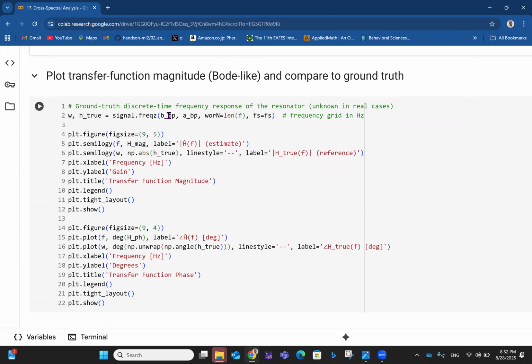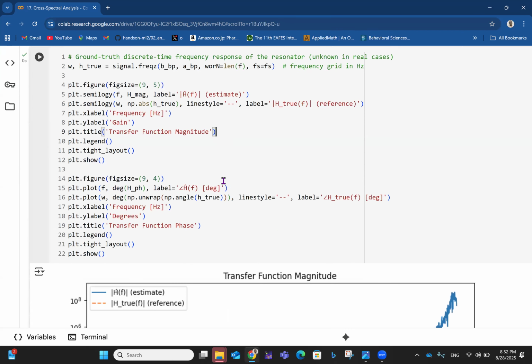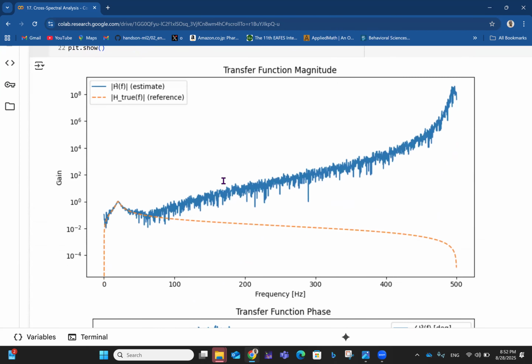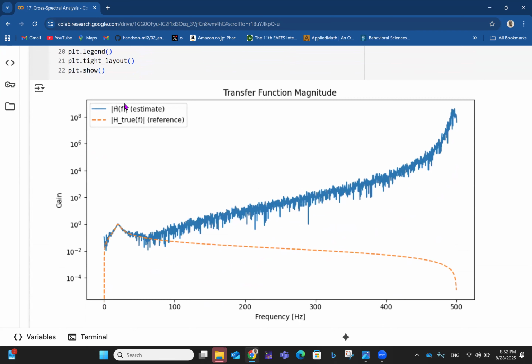That will be signal.freqz of B_BP, A_BP, WRN equals length of F, FS is F, and all that. And then we do the plotting. You can take a closer look at the code. In this case, the blue line shows the absolute value of H of F, which is an estimate, and the orange line shows the true thing, which is actually the reference.